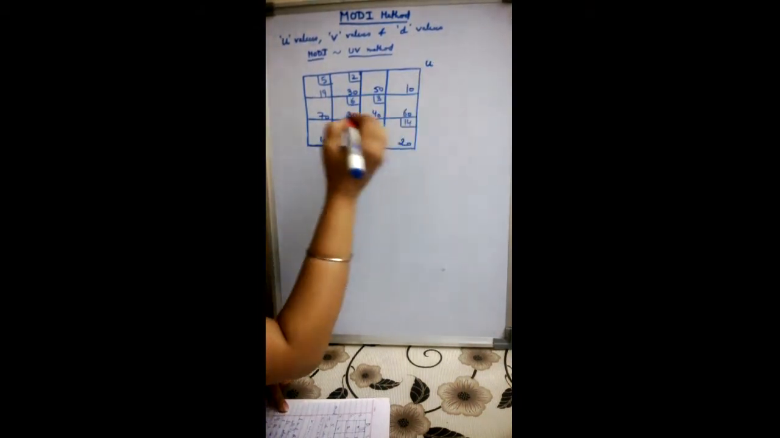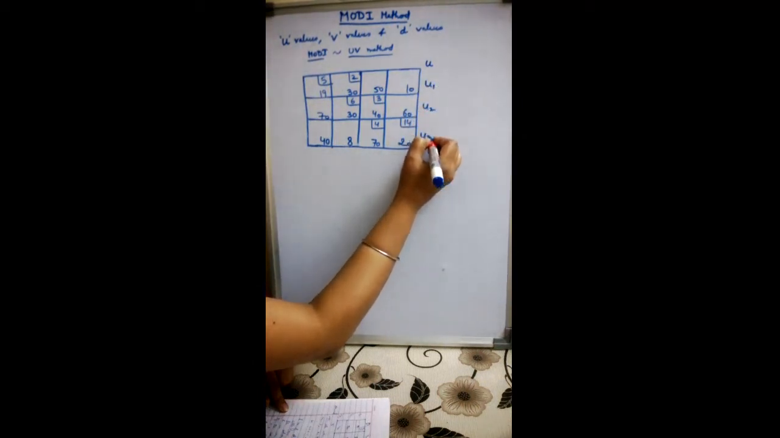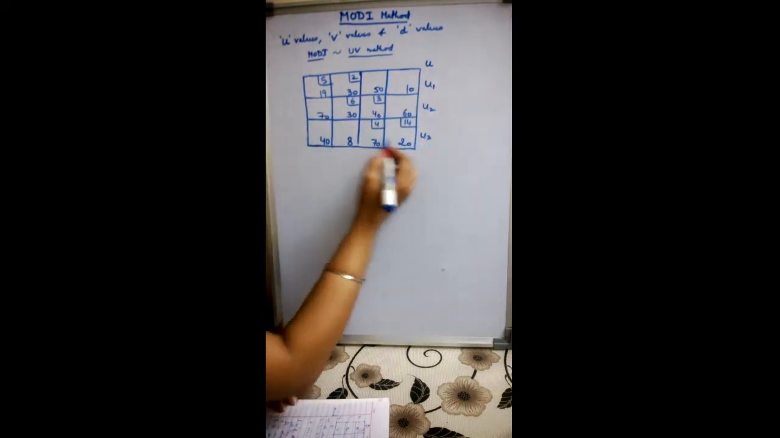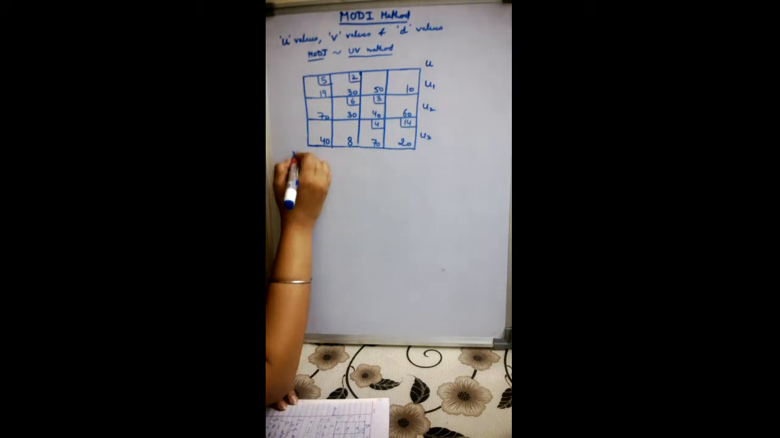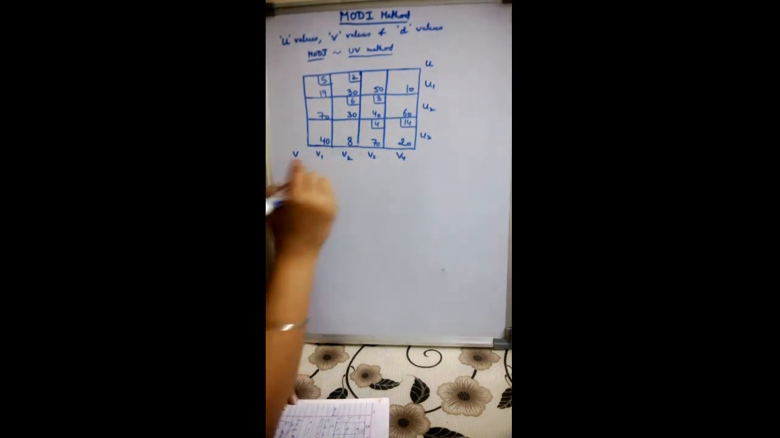Now these u values and v values we find corresponding to the rows and the columns respectively. That is, u values we find corresponding to the rows. Here we get u1, u2 and u3: for the first row we get the u1 value, for the second row the u2 value, and for the third row the u3 value. And v values we find corresponding to the columns, so we have v1, v2, v3 and v4. We have to find out these values. Now how to find out these values?